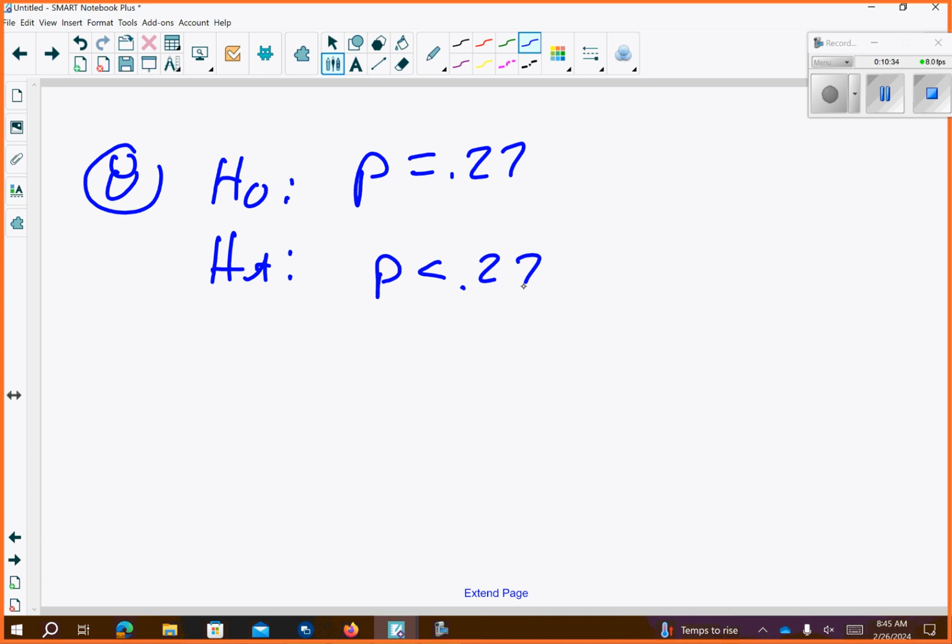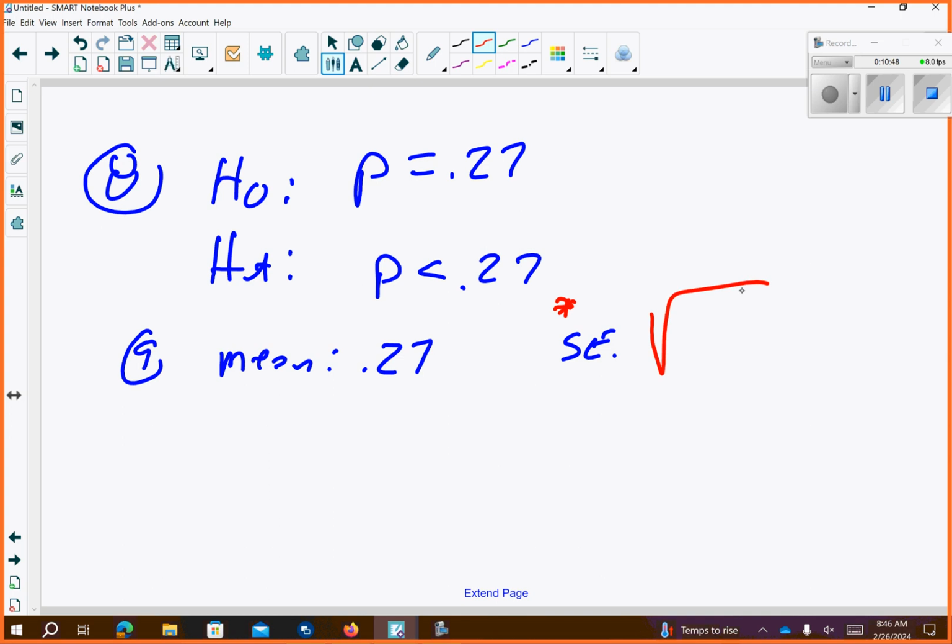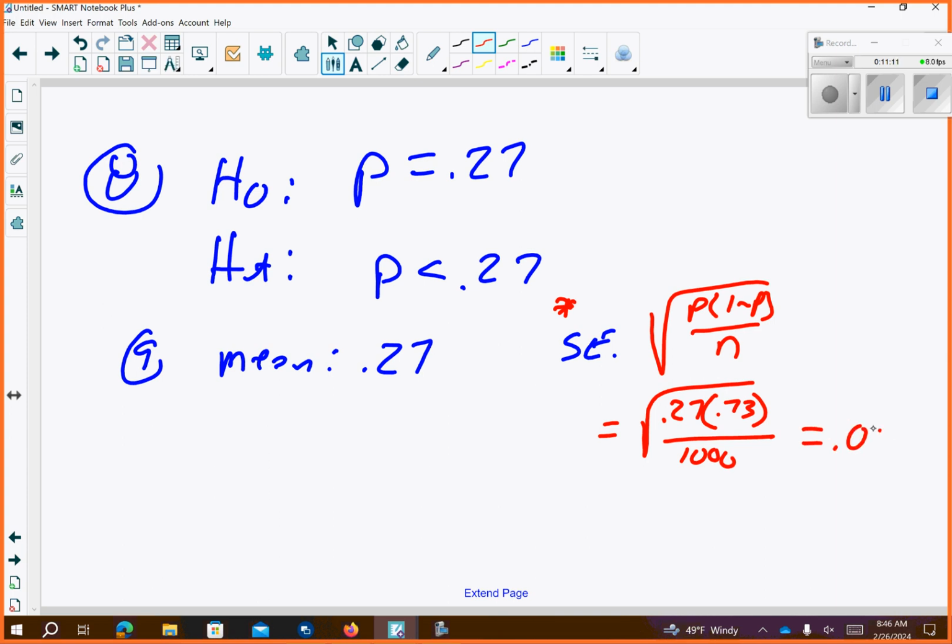Calculate the mean. So number 9, our mean is 0.27. And then our standard error. Note this, please. This standard error is going to be a little different. This is the square root of P times 1 minus P, divided by N. So we have 0.27, we have 0.73, because 1 minus 0.27 is 0.73, divided by the 1,000 people. So this is coming out to 0.014, which is basically 1.4%.